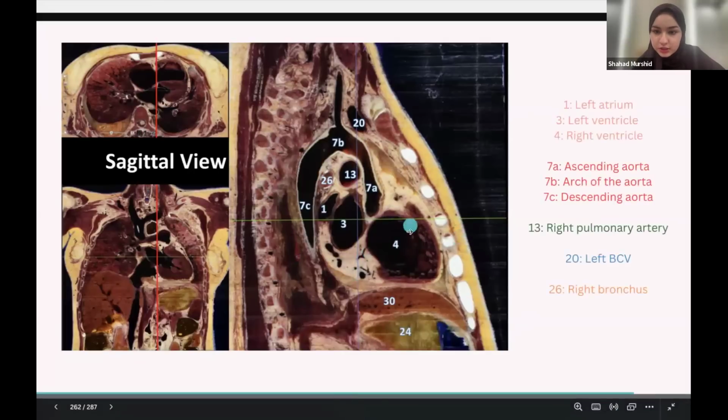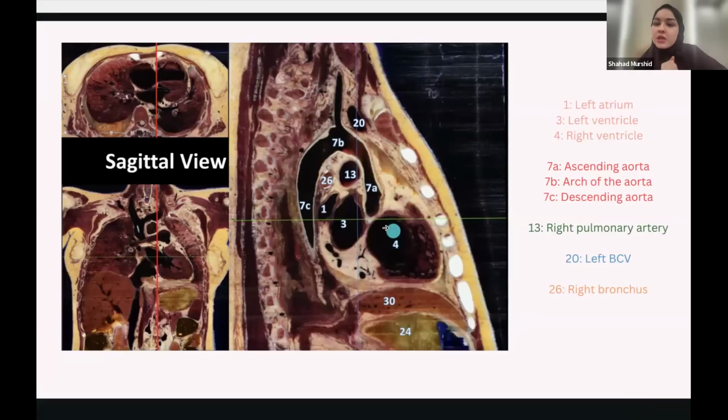Okay, and then most anterior chamber, we have the right ventricle. And then over here, you have the left ventricle behind it, and most posterior chamber, we have the left atrium. And then over here, you have the right pulmonary artery, and then the right main bronchus.